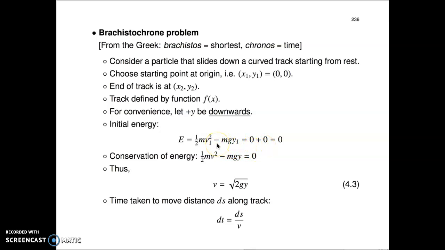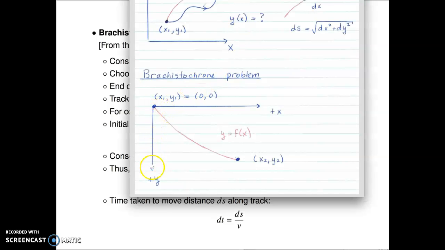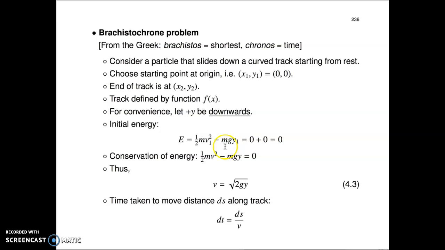Okay? And you'll notice we have a negative sign here. I have a negative sign, negative mgy instead of positive mgy. Remember, because the y-axis is pointing downwards. Okay, so as y increases, the object falls, and the gravitational potential energy decreases. Regardless, they're both equal to 0, so the initial energy is equal to 0. Now, conservation of energy says kinetic energy plus potential energy is constant, and that constant is equal to 0 because it started at 0.